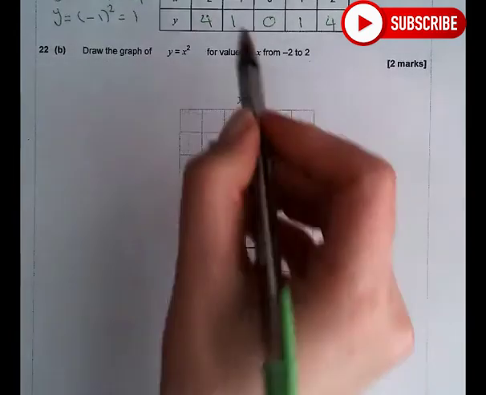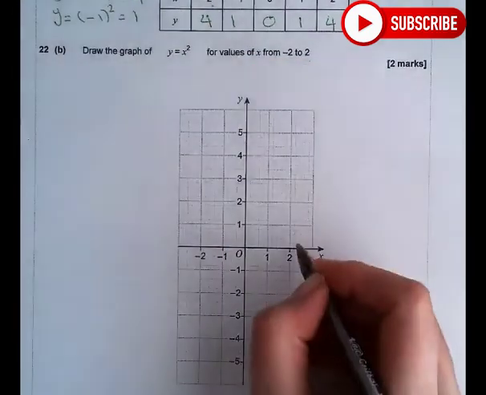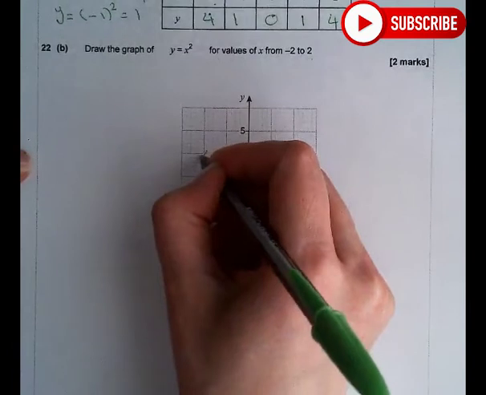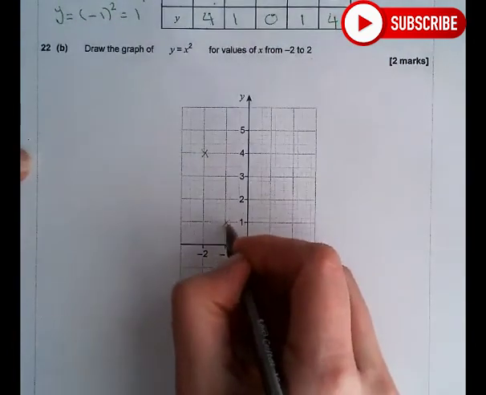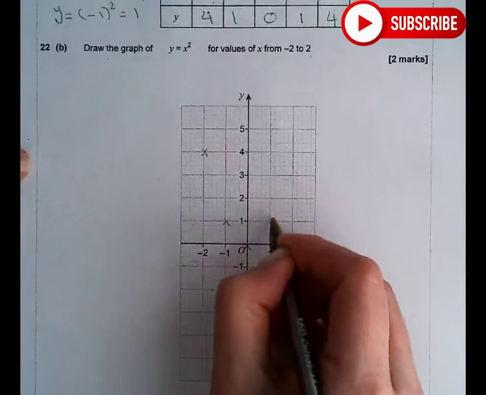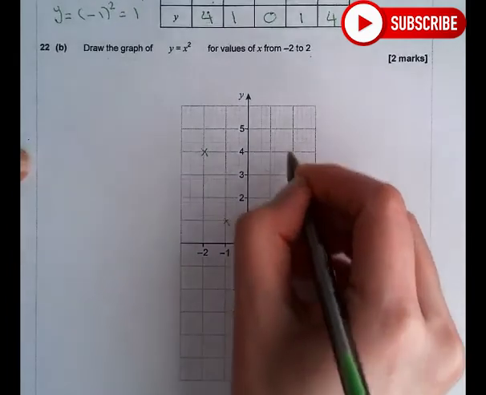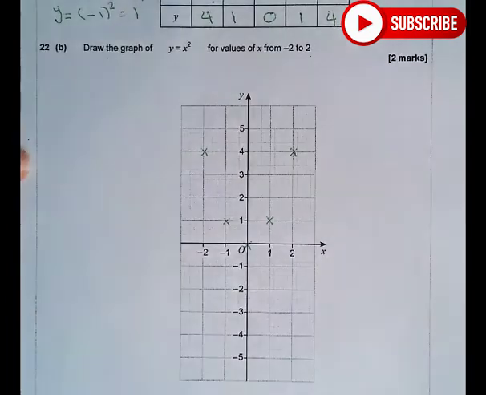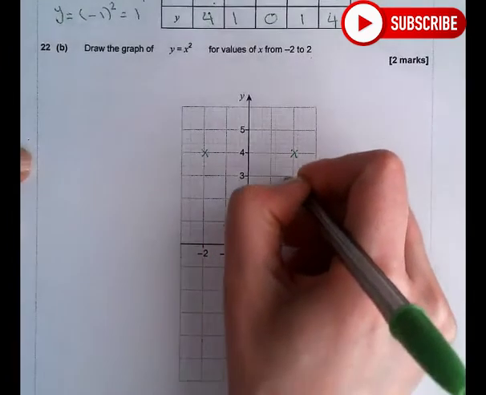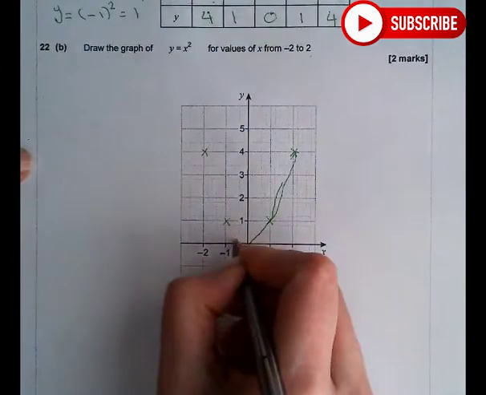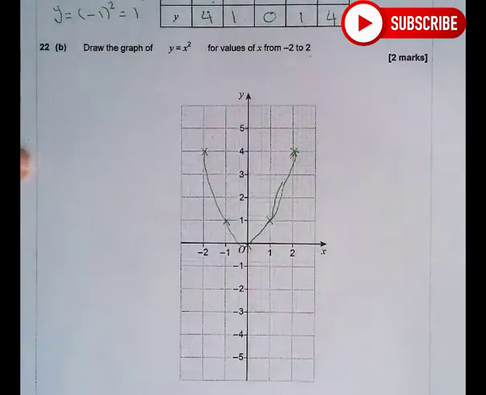Now, when x equals -2, y equals 4. So this is -2 and 4. -1 and 1. So this is -1 and 1. 0 and 0. 1 and 1. 2 and 4. Then we are going to graph. We're done with this one.